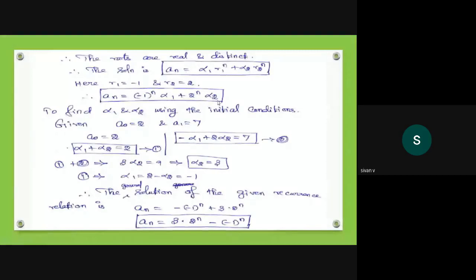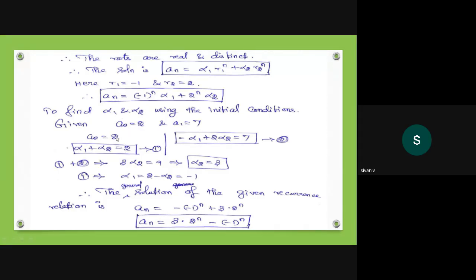Our aim is to find alpha 1 and alpha 2 using the initial conditions. The initial conditions given are a naught equal to 2 and a1 equal to 7. In this solution, substitute n equal to 0. So minus 1 whole power 0, anything power 0 is 1, into alpha 1 plus 2 power 0 into alpha 2. Therefore, we get alpha 1 plus alpha 2 equal to 2.